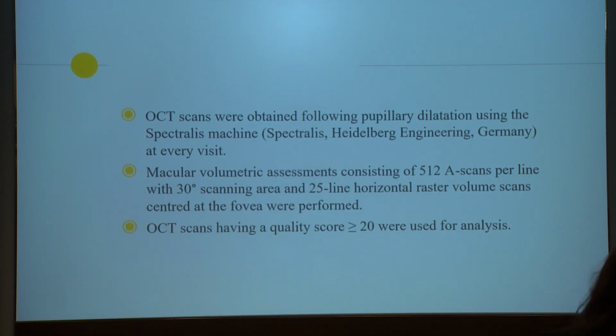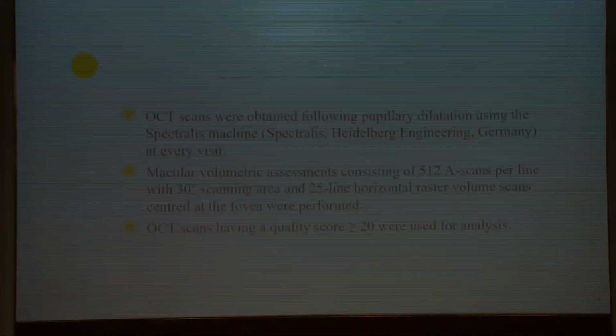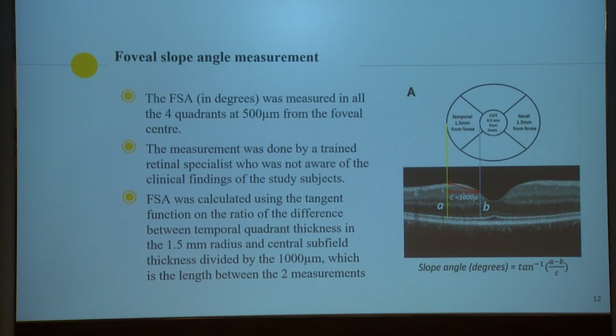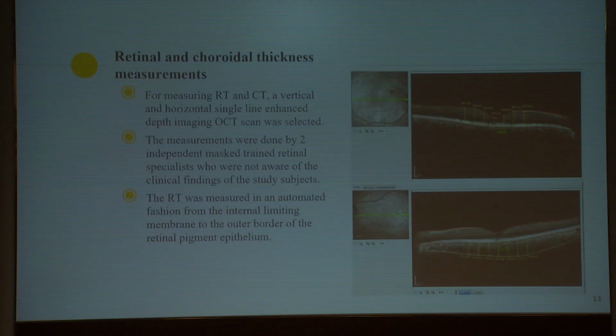A volumetric scan with a 30-degree scanning area was obtained. Scan quality with a score of more than 20 was used for analysis. Foveal slope angle measurement: it was measured in all 4 quadrants at 500 microns from the foveal center. The measurement was calculated using the tangent function on the ratio between the difference of the temporal quadrant thickness and subfoveal thickness, divided by 1000 microns, which was the distance between the two measurements.